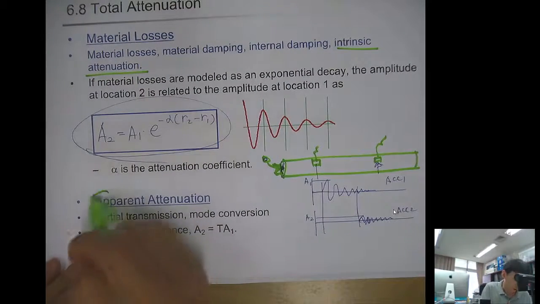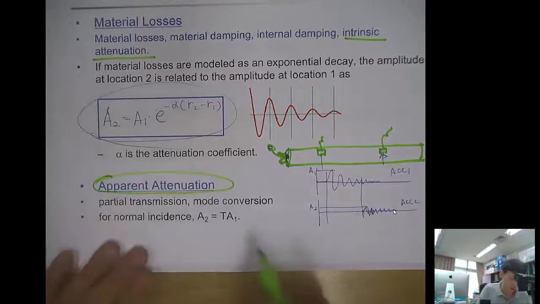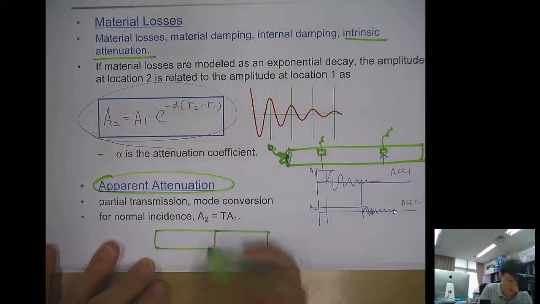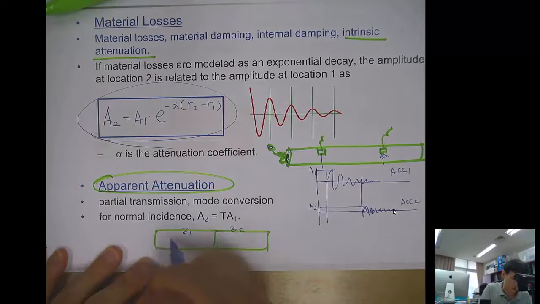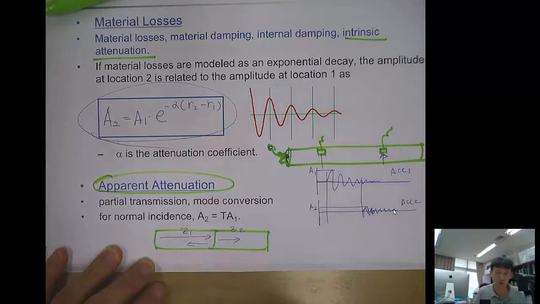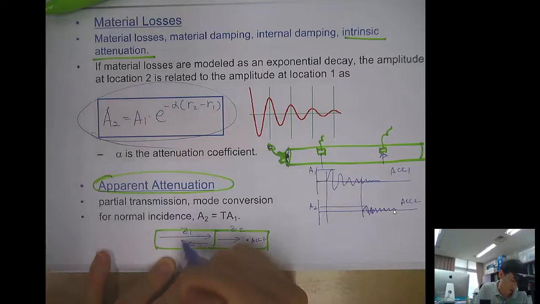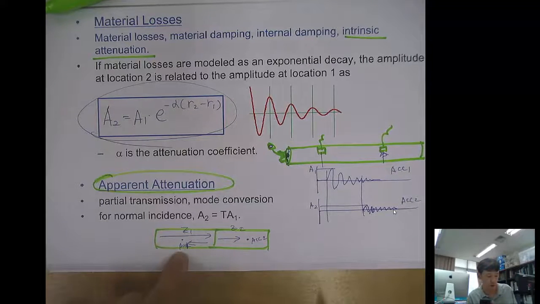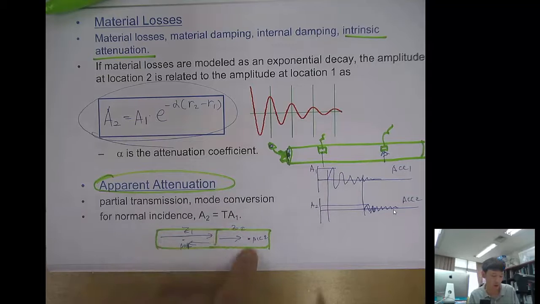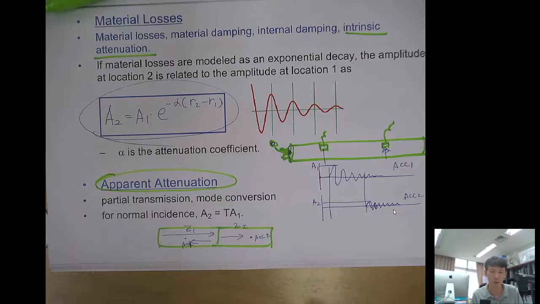The last one is the apparent attenuation, and this is caused by the discontinuity. You remember that you have two different materials with different impedances, Z1 and Z2, and when there's an incident wave, there's a reflected wave and a transmitted wave, right? Here you have ACC1 and ACC2. The amplitude measured at ACC1 is A1 and the amplitude measured at ACC2 will be A2. Then the transmission coefficient will determine the amplitude in the second material after the discontinuity.